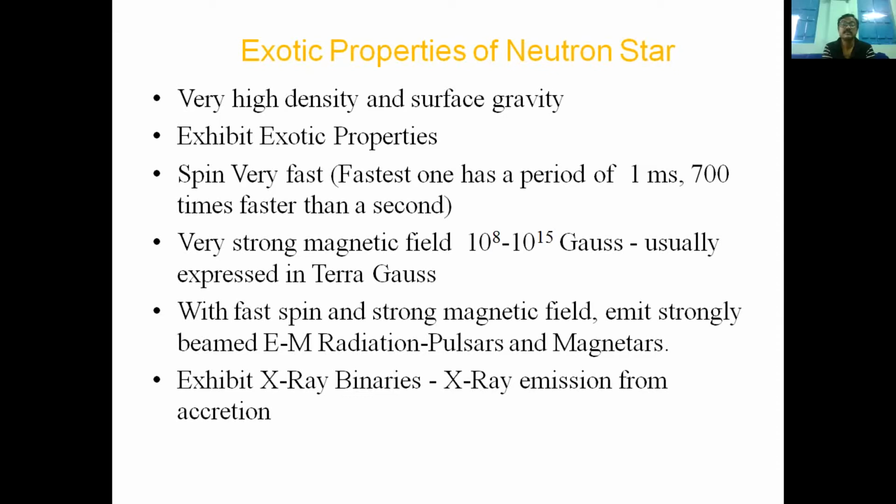And again, when an external object falls on the surface of a neutron star, that object may be heated up, and the star can accrete material from nearby binaries, and they can produce X-ray emission, showing X-ray binaries.